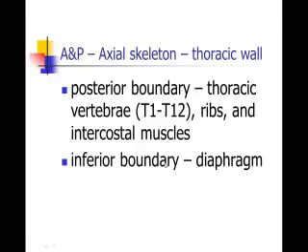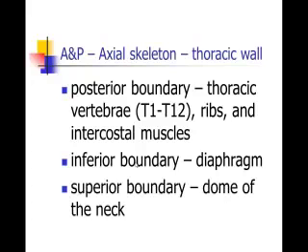Okay. The inferior boundary of the thoracic cavity is going to be the diaphragm, and we're going to talk about the diaphragm more later. The superior boundary of the thoracic cavity is going to be the dome of the neck.